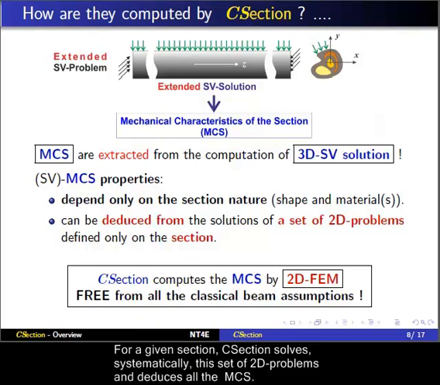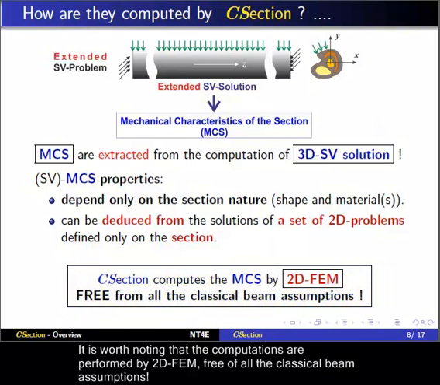For a given section, defined by its 2D geometry and its materials, CSection solves systematically this set of 2D problems and deduces all the sectional characteristics. It is worth noting that the computations are performed by 2D finite element method, free from all the classical beam assumptions.